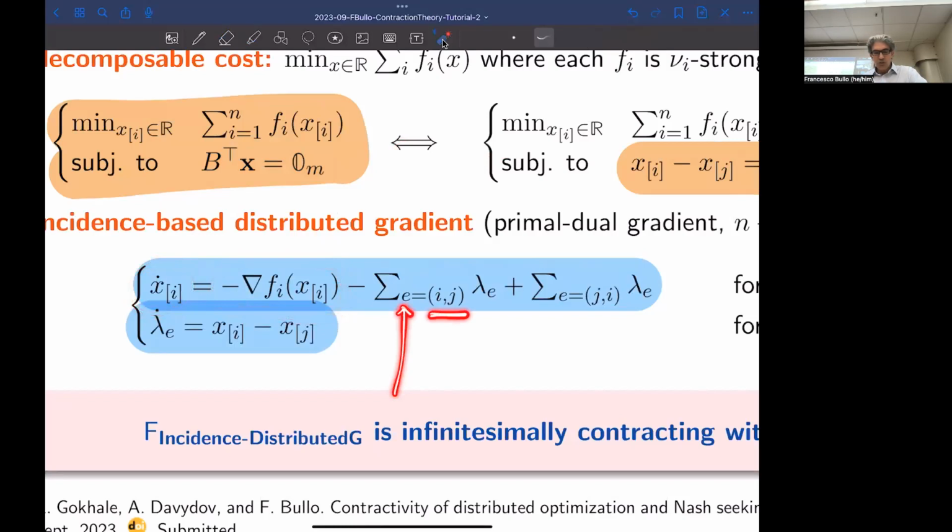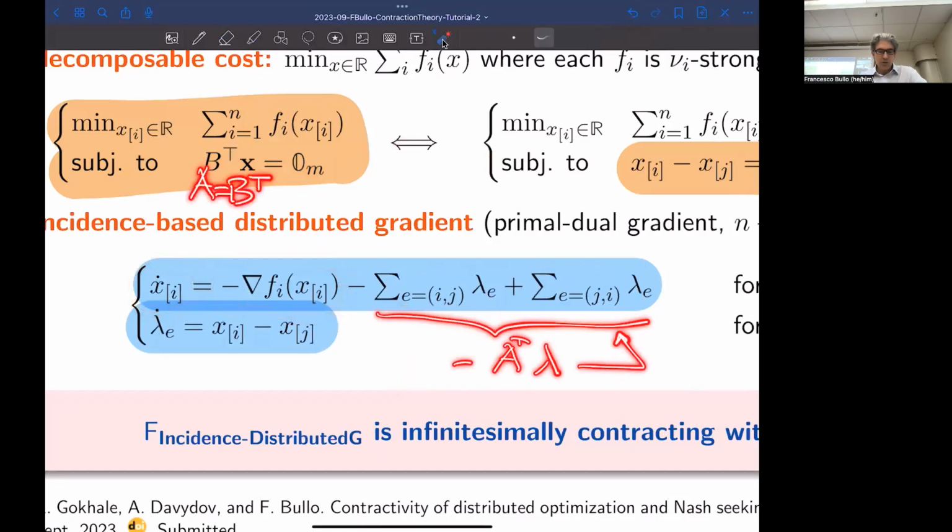And along each of these edges, you can introduce this Lagrange multiplier lambda, just like we did for the Primal-dual problem earlier. And this would be the piece. Remember, we had minus A transpose lambda. The A matrix is equal to this transpose of the oriented incidence matrix. And when you write it in components, you get this formula here with the two terms.